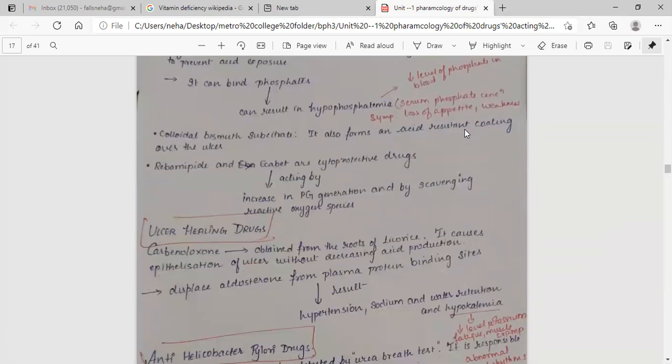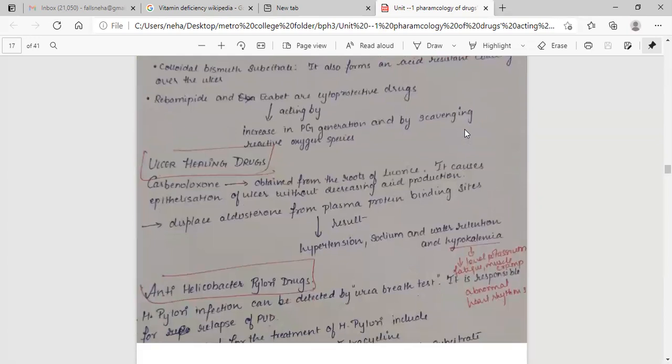Rebamipide and ecabet are cytoprotective drugs acting by increasing prostaglandin generation and by scavenging reactive oxygen species.